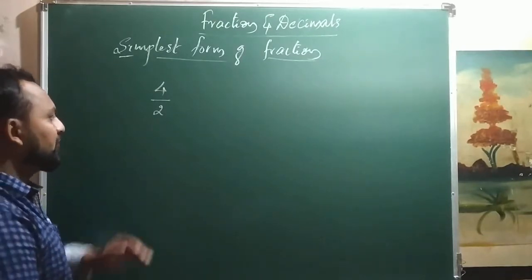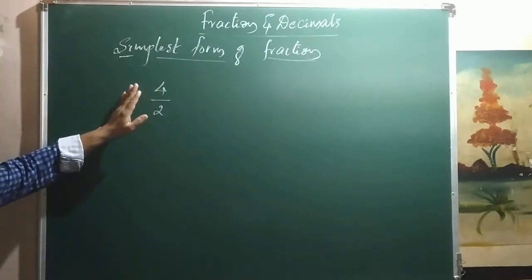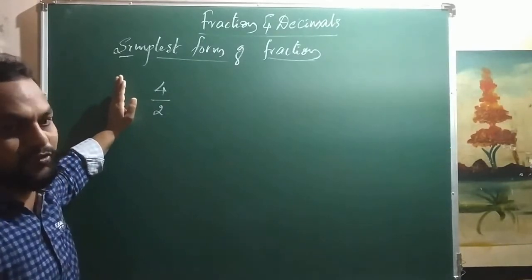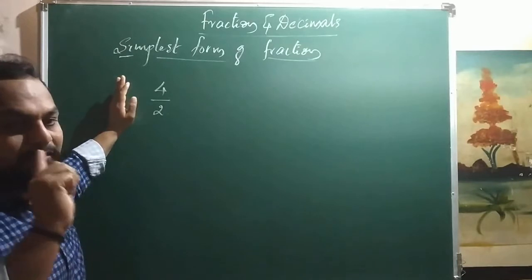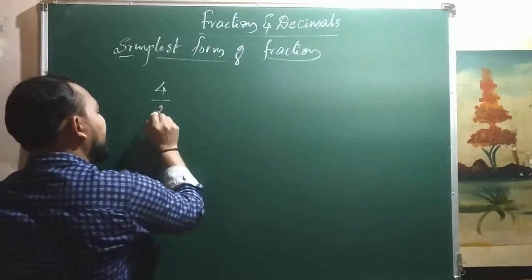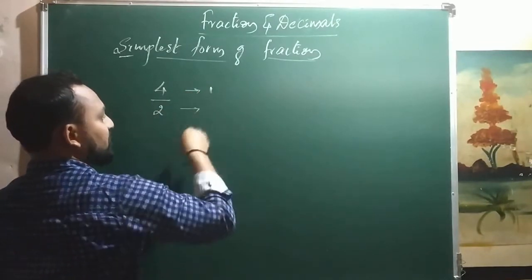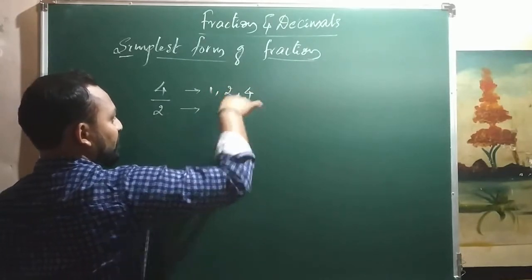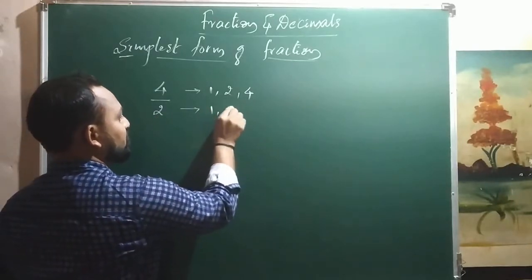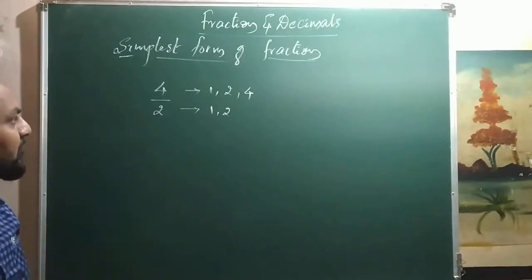When we divide the numerator by the denominator, the numerator and denominator should have no common factors except 1. Here, the factors of 4 are 1, 2, 4, and the factors of 2 are 1, 2. The common factors are 1 and 2. Then these two numbers are not in the simplest form.